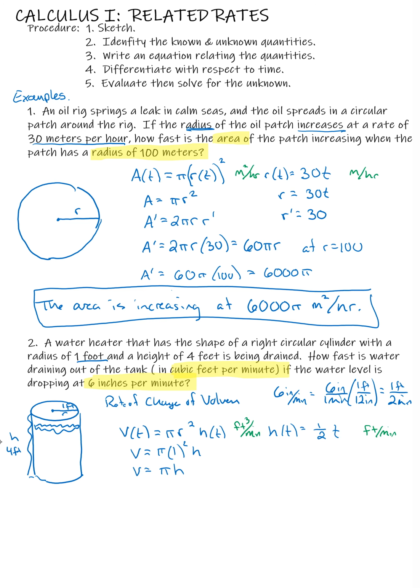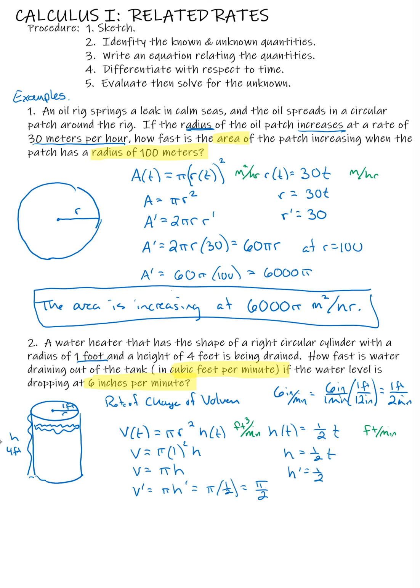Okay, well, I think it's time for us to differentiate. V is equal to pi h, so V prime would be pi h prime. Well, that means I'm going to need to figure out what h prime is. H is 1/2 t, so h prime is simply 1/2. That gives us pi times 1/2, or pi over 2 for the volume.